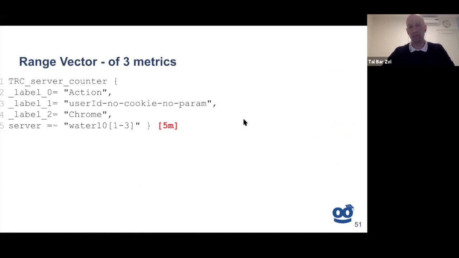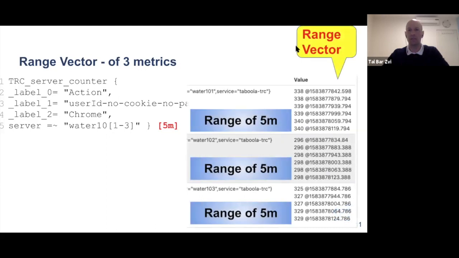For that, we need to understand a new terminology called the range vector. So we already saw this query, but now we add a time range into it before we use the rate function. Let's see what we get. We got back a range vector. What is a range vector? We have 5 minutes for each series in the vector. That's the first item, second item, third item in the vector.